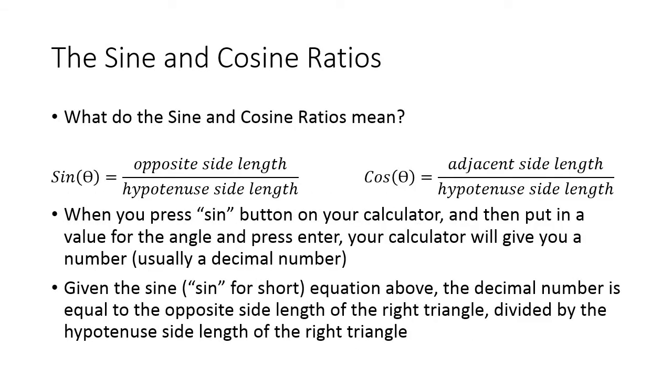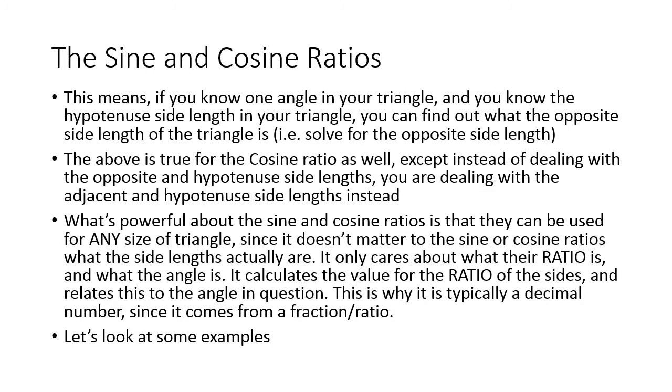So what do the sine and cosine ratios mean? When you press the sine button on your calculator and then put in a value for the angle and press enter, your calculator will give you a number, usually a decimal number. Given the sine equation above, the decimal number is equal to the opposite side length of the right triangle divided by the hypotenuse side length of the right triangle. This means if you know one angle in your triangle and you know the hypotenuse side length in your triangle, you can find out what the opposite side length of the triangle is. That is, solve for the opposite side length.